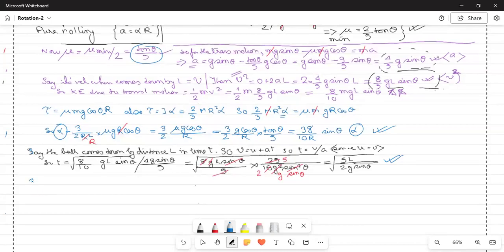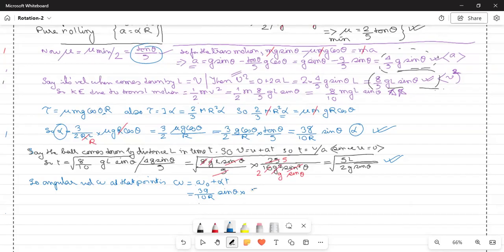So angular velocity omega at that point is given by the equation omega is equal to omega 0 plus alpha t. Omega 0 is 0 because it started from rest. So this is equal to alpha we have got, 3g by 10 r sine theta, and the time we have got, 5L by 2g sine theta whole under root, right?